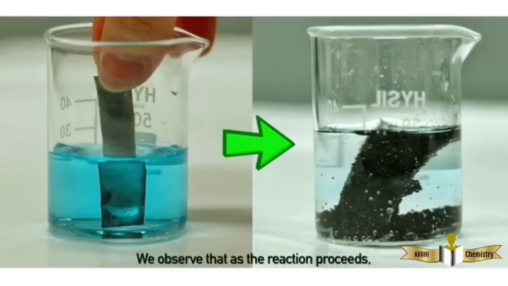We observe that as the reaction proceeds, the solution changes from blue to colorless. In addition, a reddish-brown solid also forms on the surface of the zinc metal.